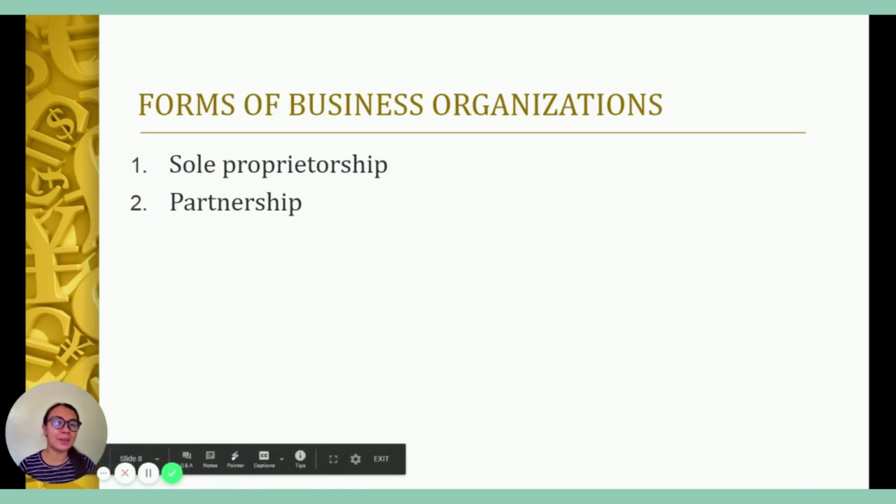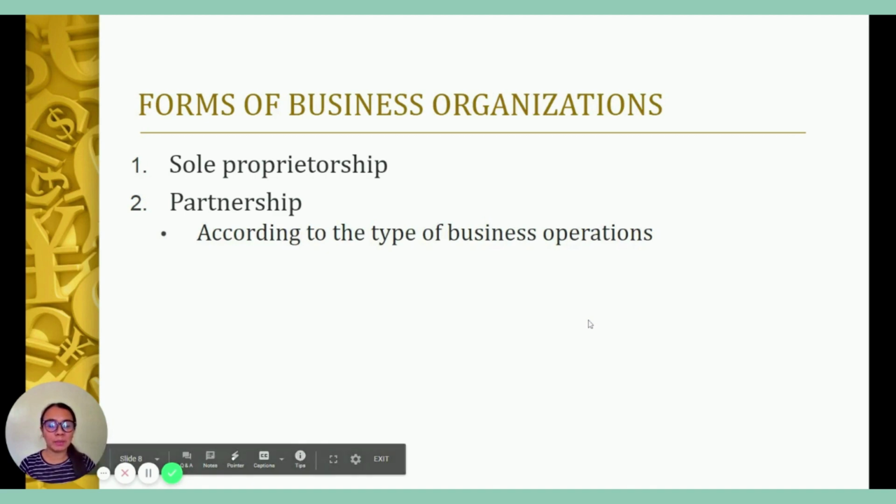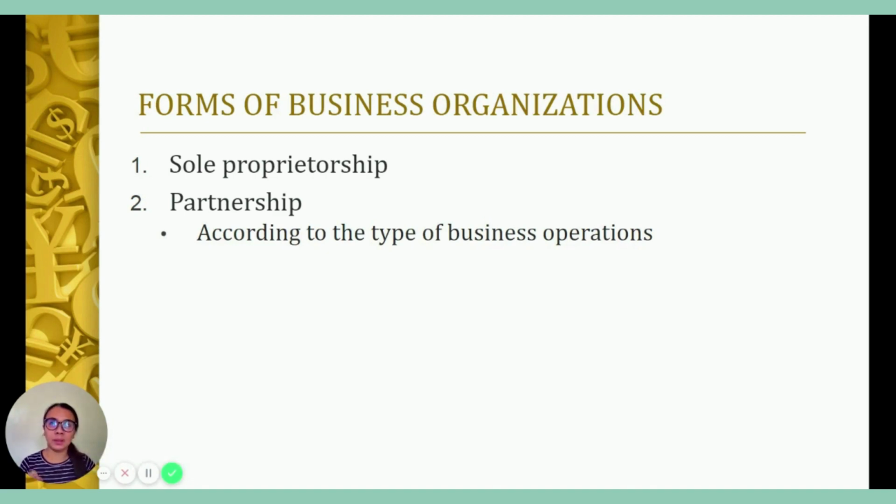There are different types of partnerships according to type of business operations. So it can be marketing or trading, manufacturing, or service. In marketing or trading, the business is engaged in buying goods and selling the same without making any physical change on the product. In the manufacturing business, the business would purchase raw materials and convert them into finished products before selling them. For service partnership, it involves the rendering of professional and non-professional services.